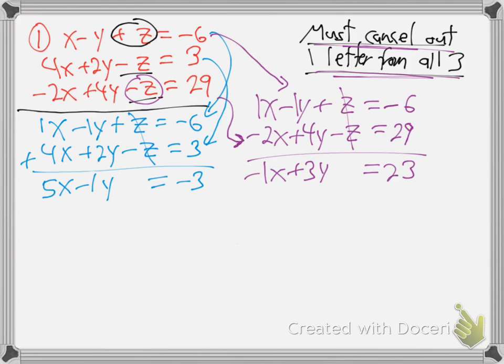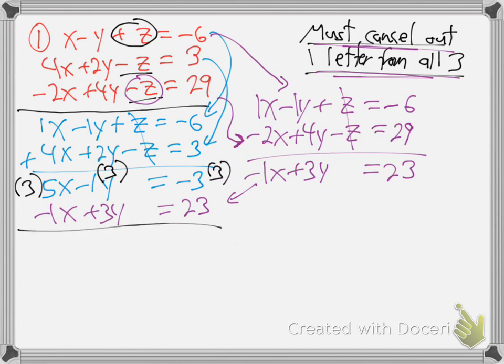So let me bring the purple one over here. I got minus 1x plus 3y is 23. So now I have two equations with two letters. So what do you do now? Now you got to get another letter to eliminate. Doesn't matter, x or y, whichever. I think I'm going to just go ahead and multiply the top equation by 3. And you see how that's going to, why am I deciding that? Because that'll make this minus 3y, which is the opposite of the plus 3y.